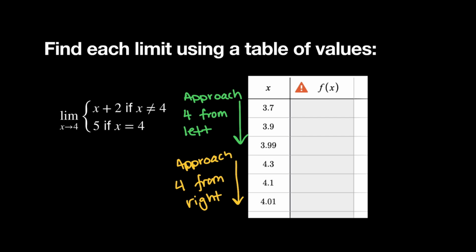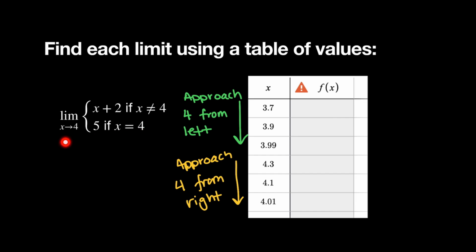I've got the function f of x is x plus 2 if x does not equal 4, and f of x is 5 if x equals 4. So this is a piecewise defined function. This means we use the top definition anytime I have an x value that is not 4, and I use the bottom definition 5 only when x equals 4.